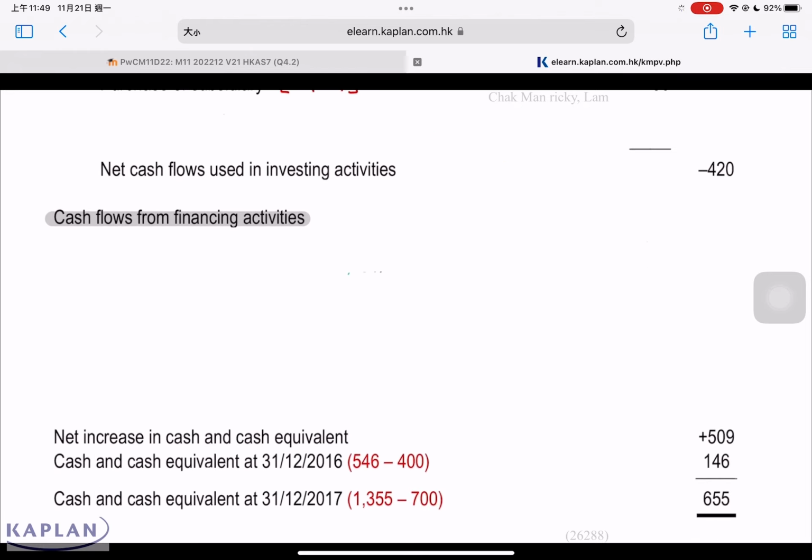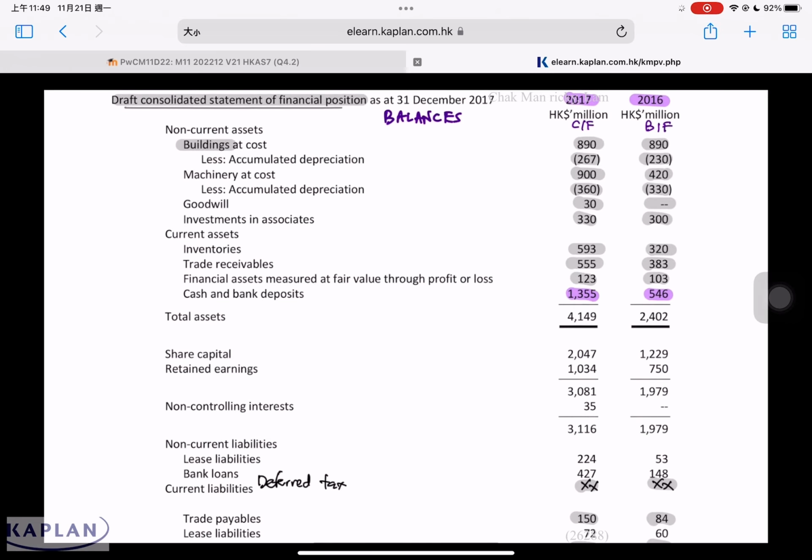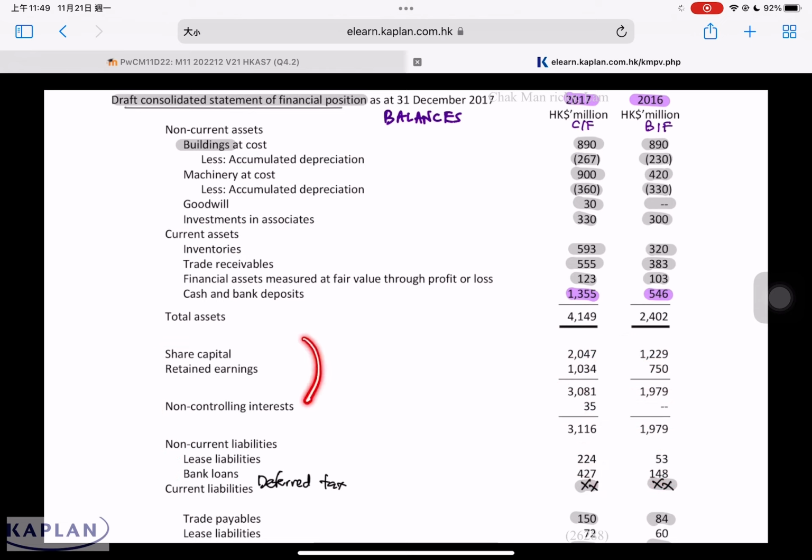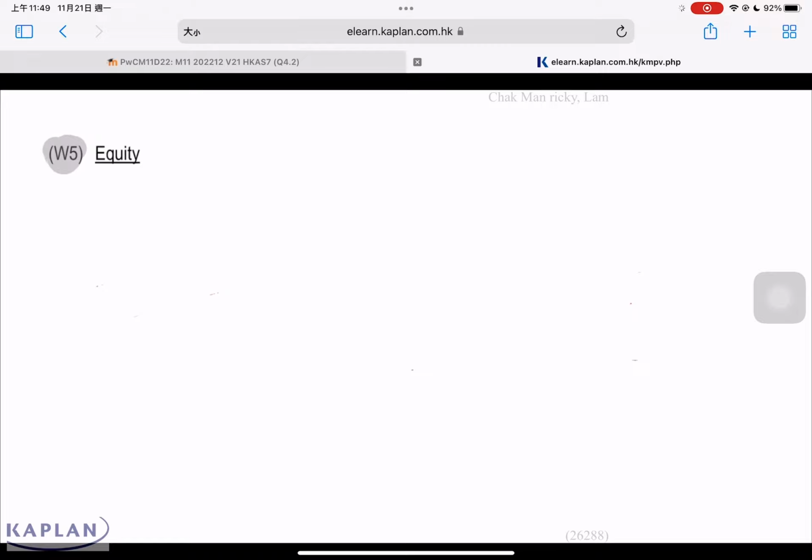The last item is cash flow from financing activity. Financing activity, we have to look at the share capitals and borrowing. Now look at balance sheet. Those figures I use a highlight. First of all, we look at the share capitals and the NCI, the lease liability, the bank borrowing. These are the figures that we're going to use now. These are considered as part of equity. I show this as one set of working. These are considered as liability. I show another set of working. Working number 5 is talking about equity. I put them together just for discussion.